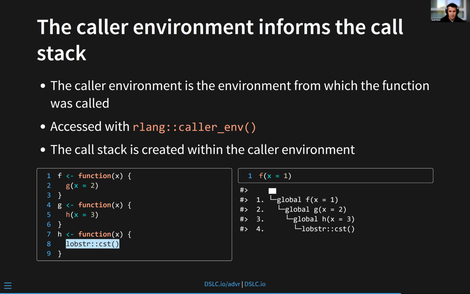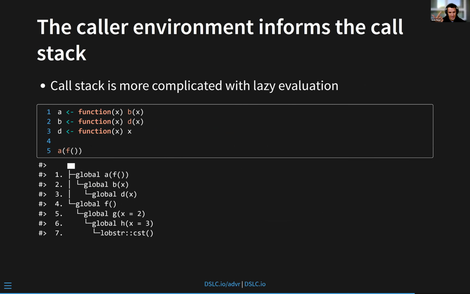Base R has traceback, which lets you do the same thing, but it's flipped. I'll leave that for you to explore. The call stack gets more complicated with lazy evaluation. I personally don't have any takeaways to pass on to you from here, other than I think the separate branch down here that gets introduced when you have lazy evaluation is a different environment, and that's why it's separate.